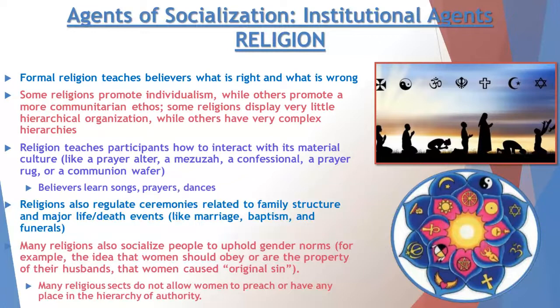So some religions promote individualism, like Protestantism, or being a Methodist, right, or a Presbyterian. Other religions promote a more communitarian ethos, like Judaism or Catholicism. Some religions don't really have that much hierarchy, like the Quaker Church, which has very little hierarchy, if any. Other religions have very, very complex hierarchies, like the Catholic Church, leading all the way up to the Pope.